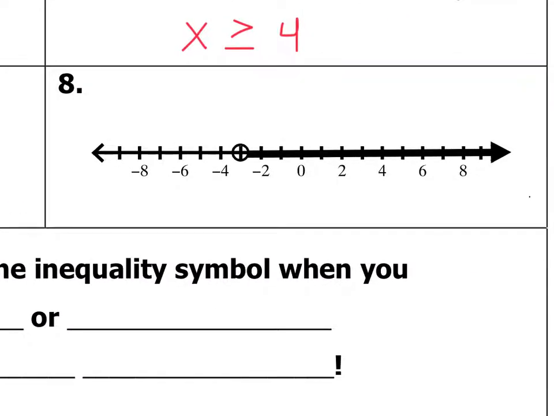And then number 8, always start with X. Use this symbol right here, which is greater than. Do I need the bar on this one? No, because it's an open circle. And be careful here, where is that? -3.